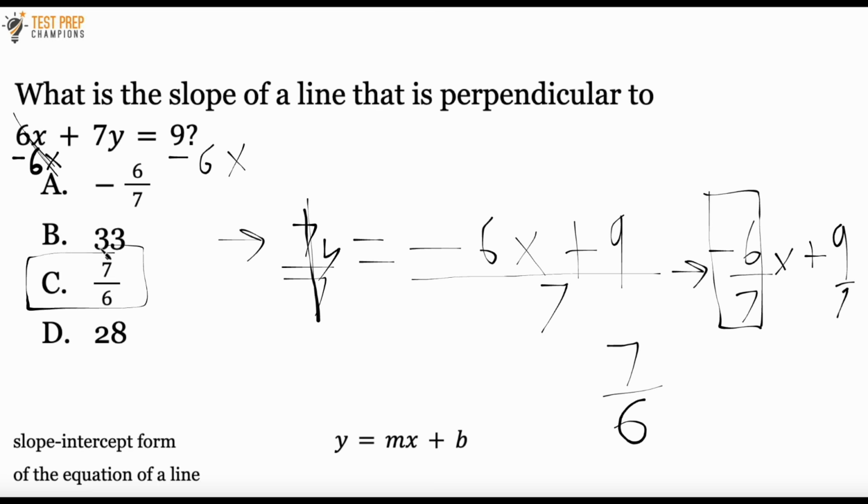So just to recap, the strategy for a question like this is to first find the slope, and then you're going to take the opposite reciprocal. And in this case, we did that by flipping the fraction upside down and changing the negative into a positive. So C is the correct answer here.